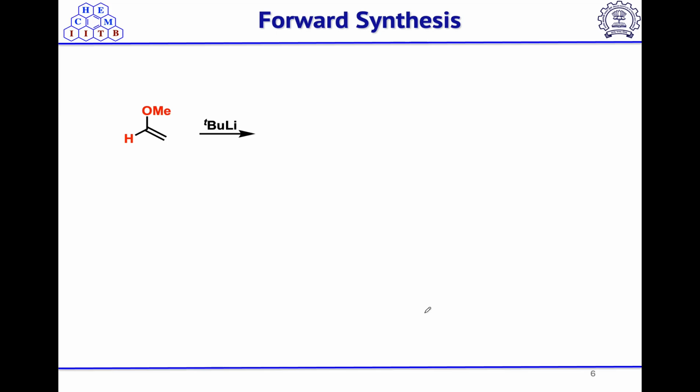Now we'll start from this methyl vinyl ether, and the next step will be the addition of tertiary butyl lithium. That is a strong base. So basically we have this methyl vinyl ether and we are adding tertiary butyl lithium. This is a strong base, with a pKa of around 53. That shows it is a strong base. So what will happen? It will abstract a proton, or some lithium halogen exchange will happen.